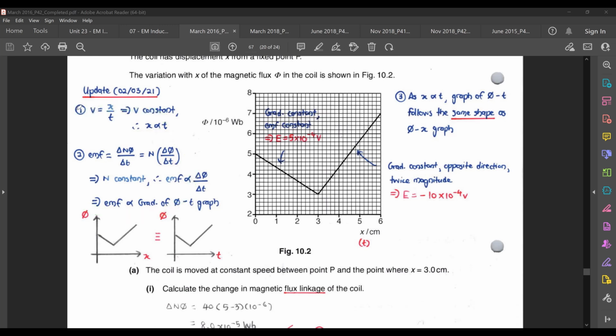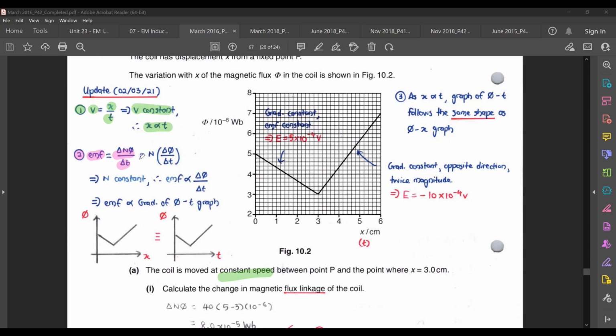So think about it. The first thing that you know was speed equals distance over time, x over t. They say that the speed is constant, so v is constant, that means x is proportional to time. This is number 1. Then number 2, EMF being rate of change of flux linkage.